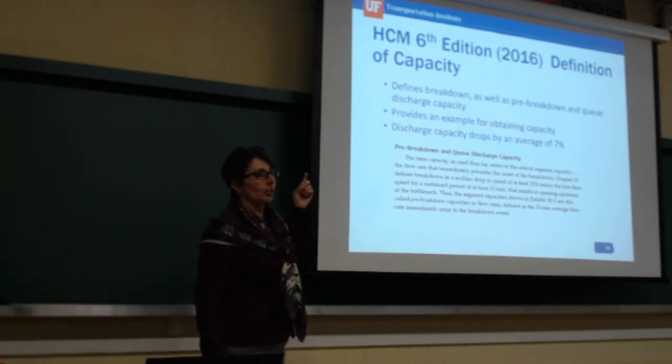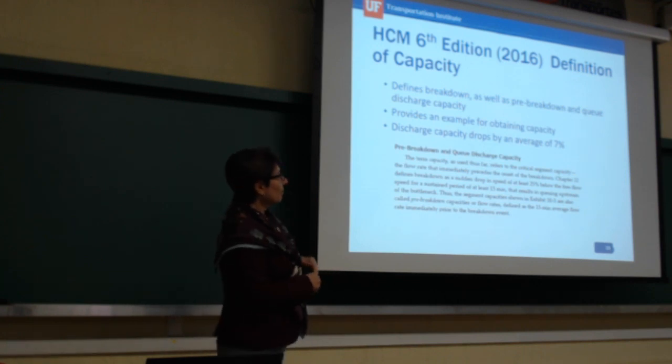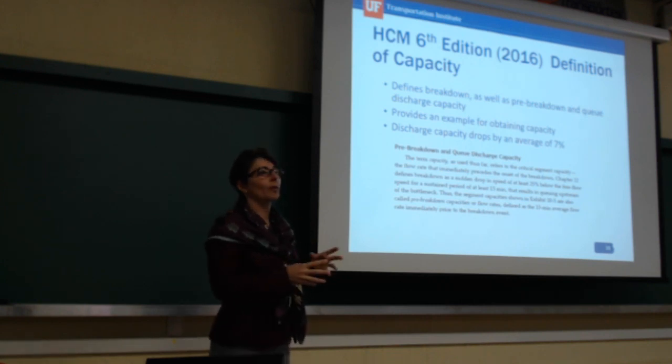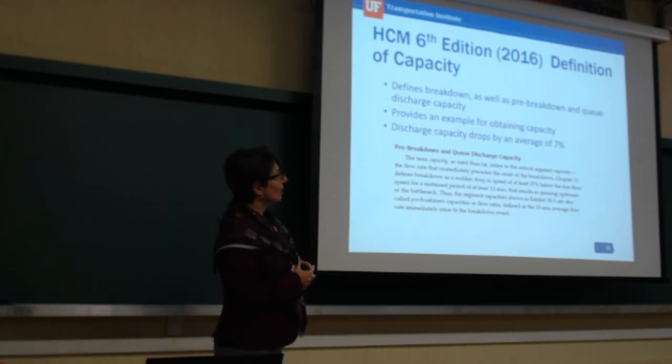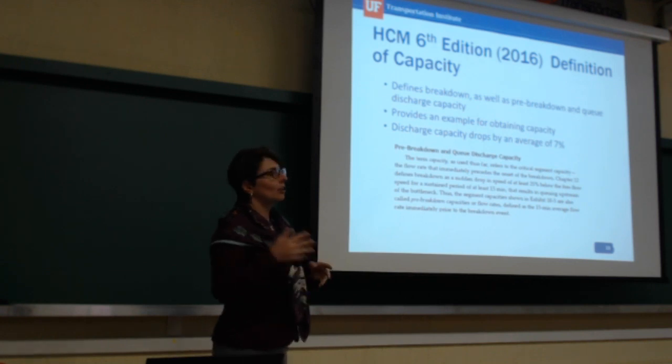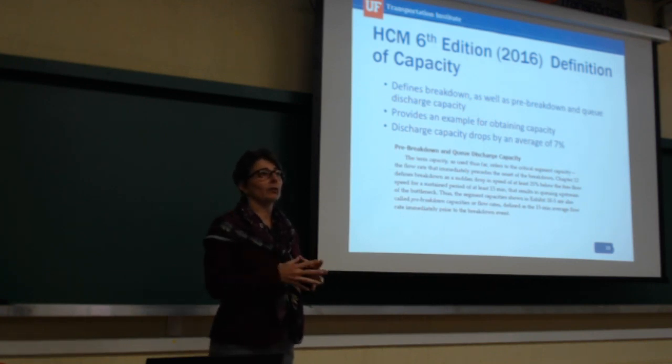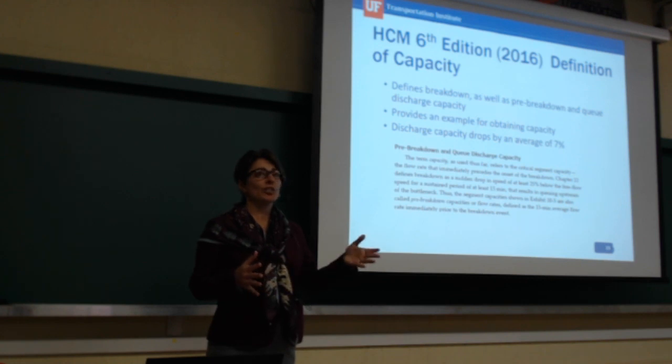The sixth edition defines capacity by considering what we call the pre-breakdown queue discharge capacity. So in other words, we define the maximum throughput that the facility can accommodate in terms of whether it is measured before you reach breakdown, before you go into congested conditions.